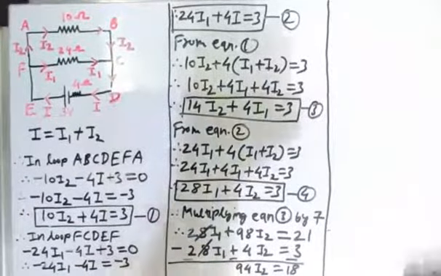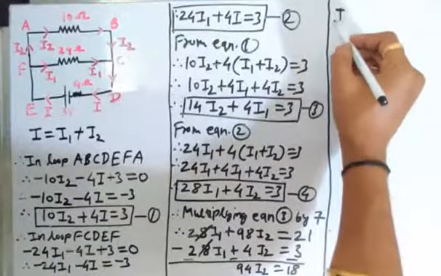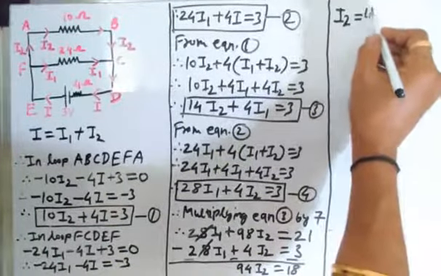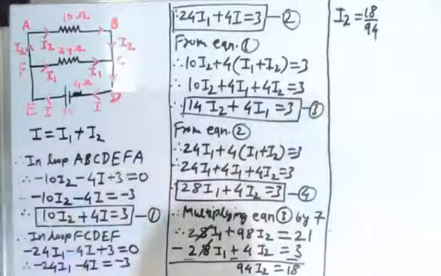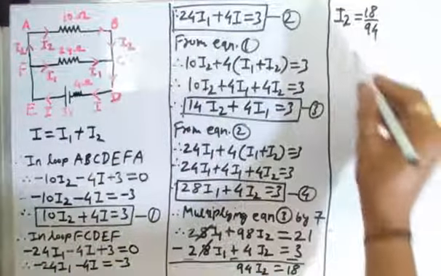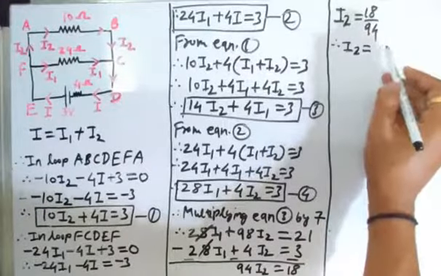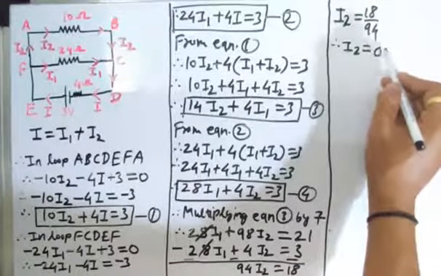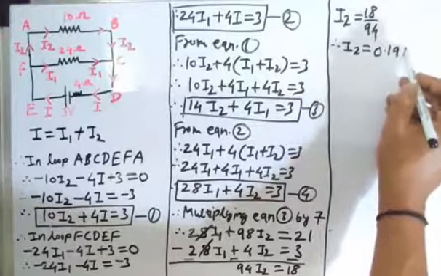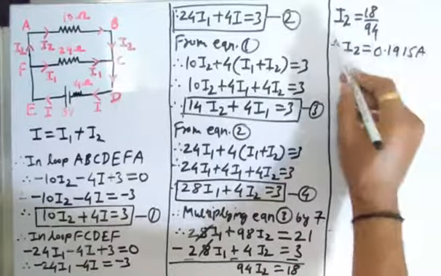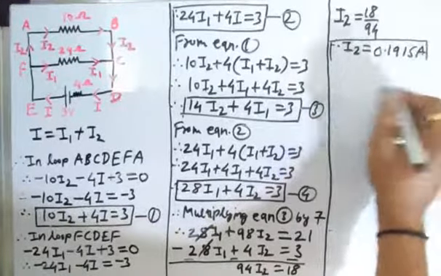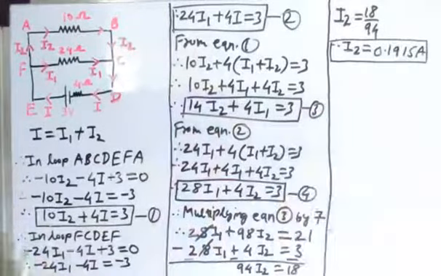Therefore, from this we will get I2 is equal to 18 upon 94. After solving this, we are going to get I2 is equal to 0.1915 ampere. So this is the value of current I2 which is flowing through the branch AB, that is through the resistor of 10 ohm.